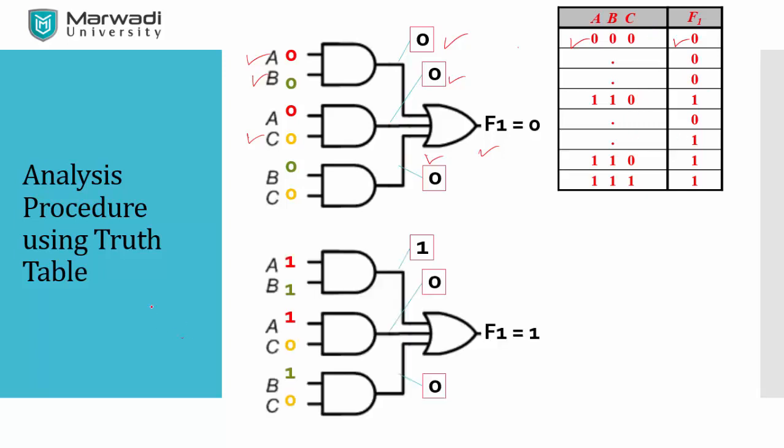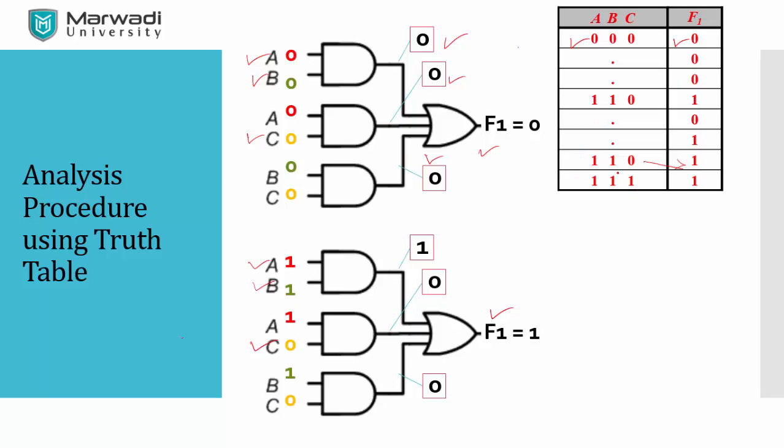I took another combination: the a value is 1, the b value is also 1, and the c value is 0. That means I took the 1 1 0 combination, and finally I got the function F1 as 1. So for this 1 1 0 combination, I put the output as 1. Likewise, I will take different values of the variables a, b, c and get the function output.